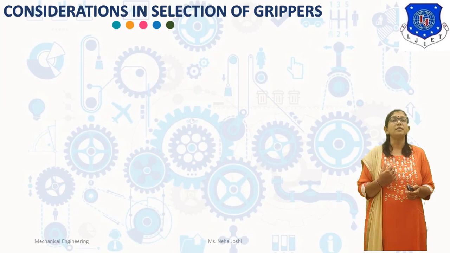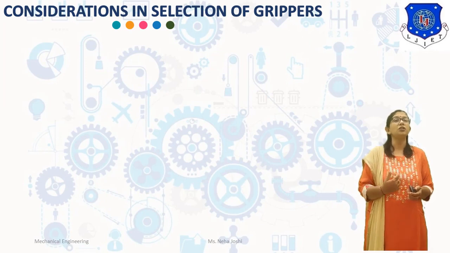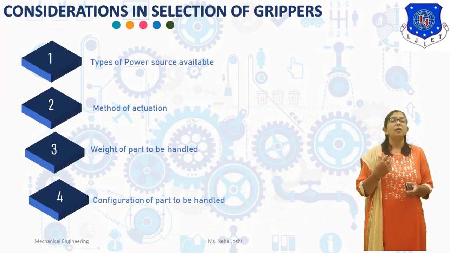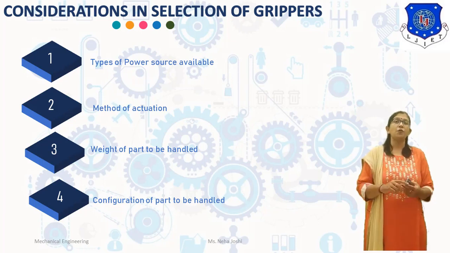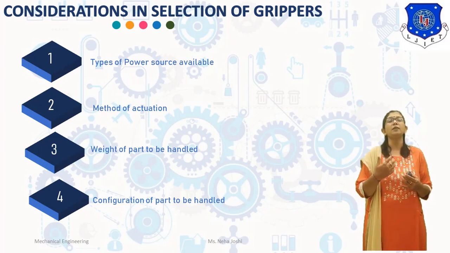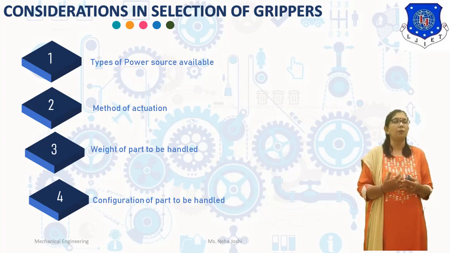Now, we will discuss consideration in the selection of grippers. First one is type of power source available. There are generally three main types of robotic gripper power source: hydraulic, electric and pneumatic. It is important to understand the differences in order to select the best power source for your gripper and application, as it can affect the efficiency of the gripper operation.